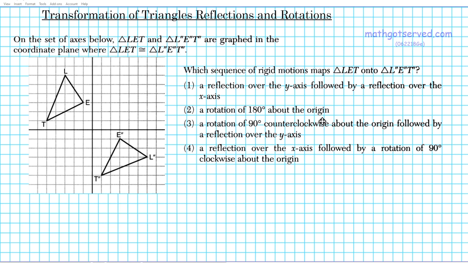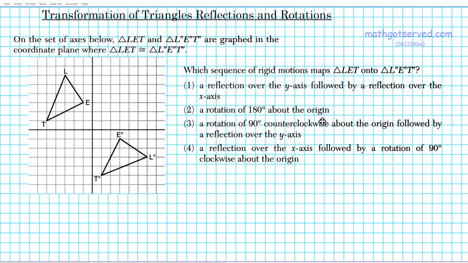In this clip, we're going to be taking a look at an example on transformation of triangles in the context of reflections and rotations. The question reads: on the set of axes below, triangle LET and triangle L double prime, E double prime, T double prime are graphed in the coordinate plane, where triangle LET is congruent to triangle L double prime, E double prime, T double prime. Which sequence of rigid motions maps triangle LET to triangle L double prime, E double prime, T double prime?